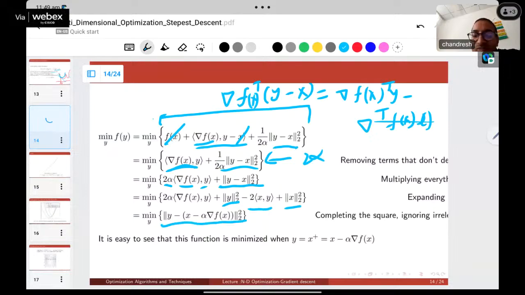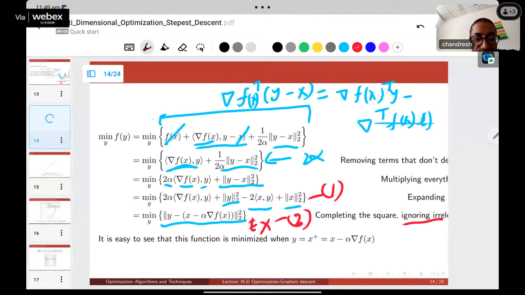This whole thing can be written like this. This is an exercise. Dr. Surendi, if you are here, please ask the audience to compare these two equations, equation number 1 and 2, so that they can see how we get equation 2 from 1. It is nothing but completing the square. So we ignore some irrelevant terms also.